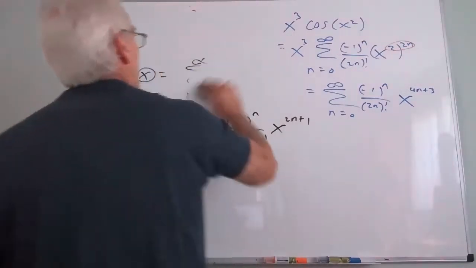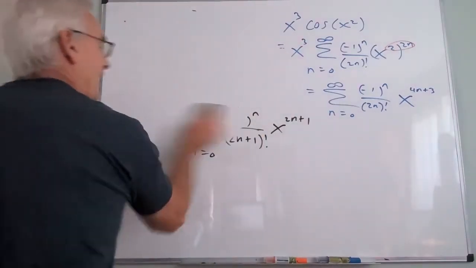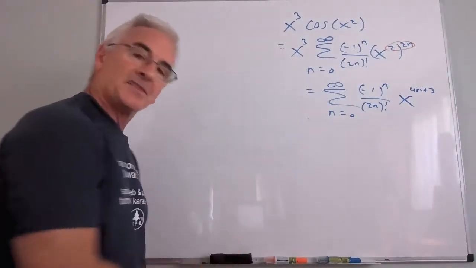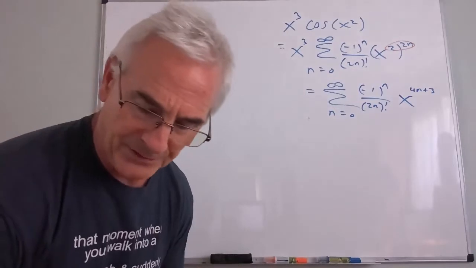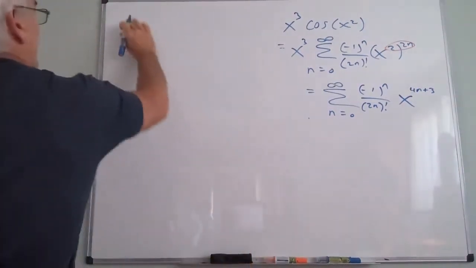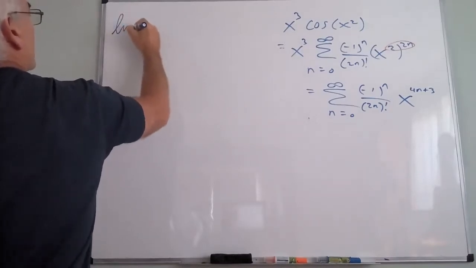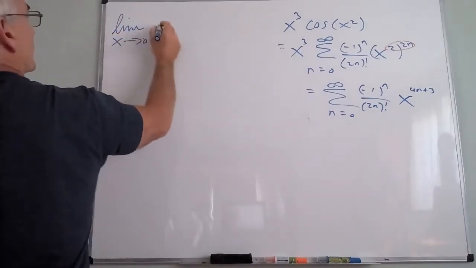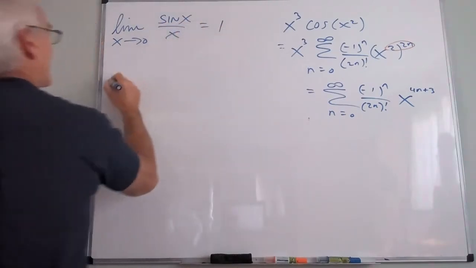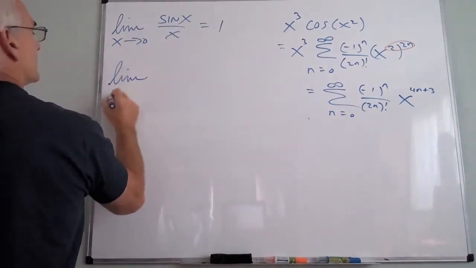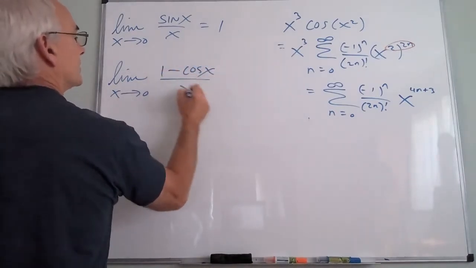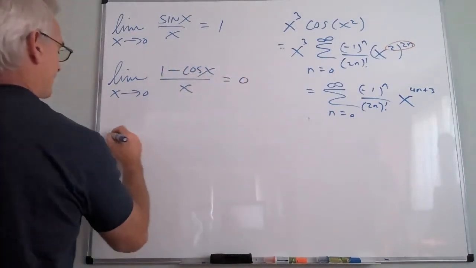Now, one of the coolest examples of how you can use a Taylor series, believe it or not, is limits. Let's write down some of the most important limits that we learned in Calc 1. In Calc 1, we learned that the limit as x goes to 0 of sine x over x, we know that's 1. Hopefully you derived it in your calc class. We know this one is 0.